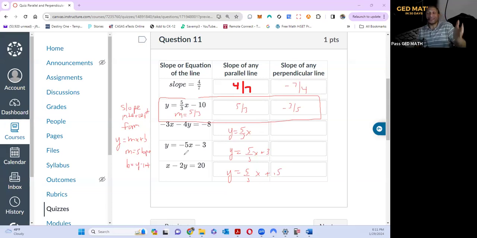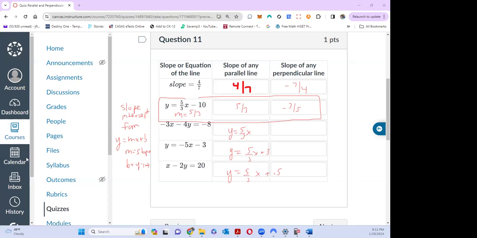What you're looking at is the slopes are the same. So in each of these in slope-intercept form, 5/3 x, the slope is 5/3. 5/3 x plus 3, the slope is 5/3. 5/3 x plus 0.5, the slope is 5/3. So these are all equations that will be parallel to 5/3 x minus 10. Everybody understand that? Okay, now I'm going to erase those because I don't want any confusion.